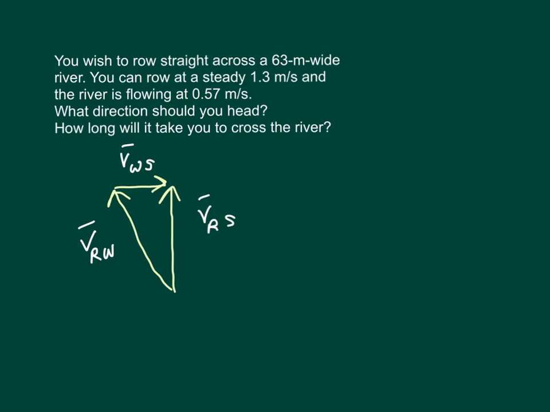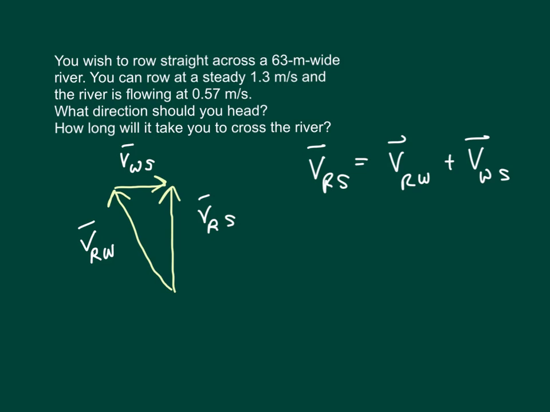So the vector equation we're working with, we can write down over here to the right: the velocity of the rower with respect to the shore is just the vector sum of the velocity of the rower with respect to the water and the velocity of the water with respect to the shore. And it's a nice mnemonic to recognize that you can think about these W's canceling to give you the rower with respect to the shore.